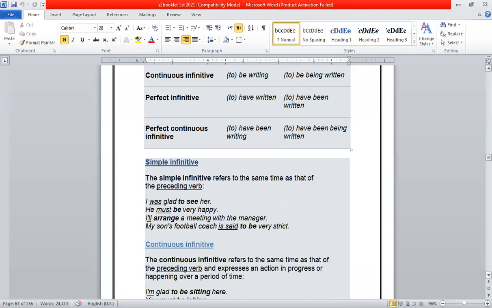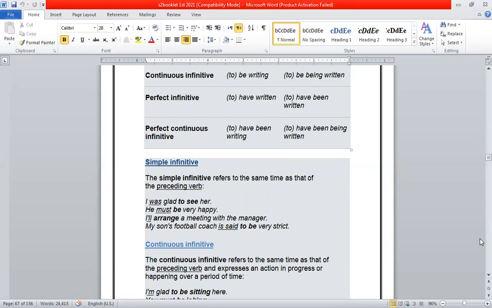The simple infinitive refers to the same time as that of the preceding verb. Like: I was glad to see her. He must be very happy. I'll arrange a meeting with the manager. My son's football coach is said to be very strict. So here, the simple infinitive refers to the same time. Things are happening at the same time, nothing before, nothing after.